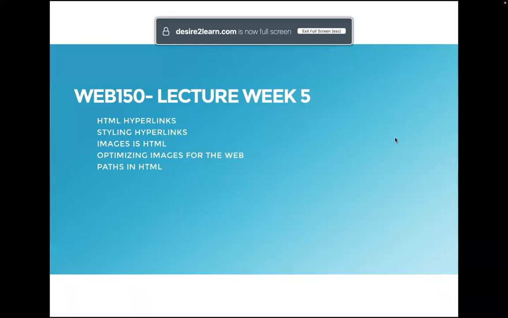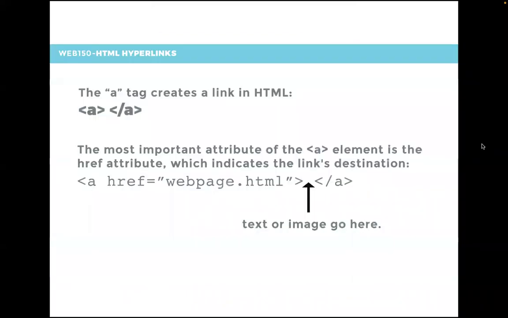All right, so again, hyperlinks. As you guys saw in the demo we just did, the A tag creates a link in HTML, and at its most basic level, it looks like this. There's an opening A and a closing A. There are many attributes that can be added to A tags, but the most important attribute of the A tag is the href attribute, which indicates the link's destination.